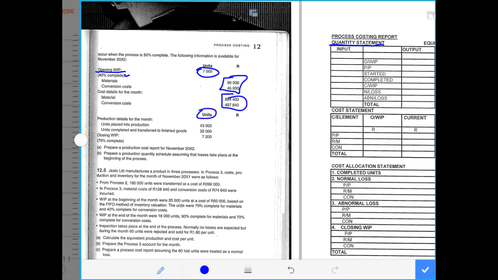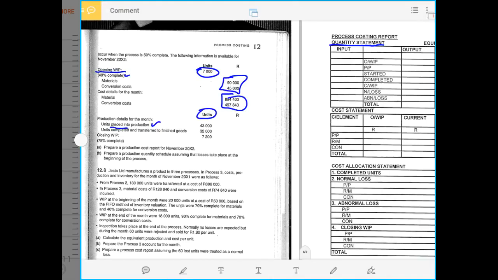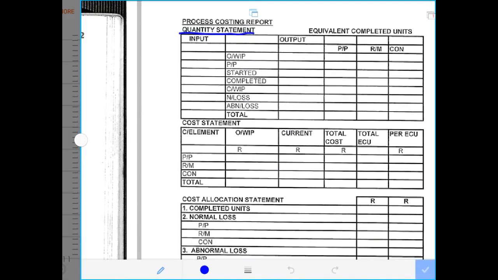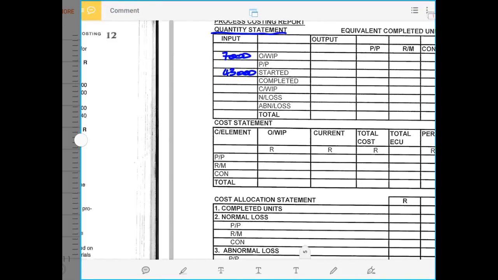Here is another line for the units. We have units that were placed in production. That means units that we started with. So now this 43,000 units will be the units that will be recorded here as 43,000 units. Let me just rewrite that: 7,000 units and 43,000 units that we have to record. This is the one that we place into production. That means the one that we started with.